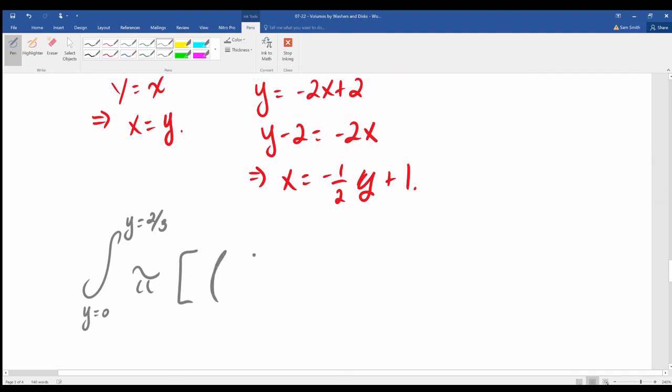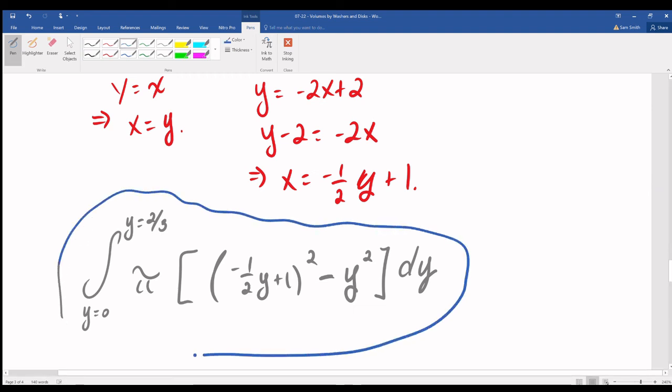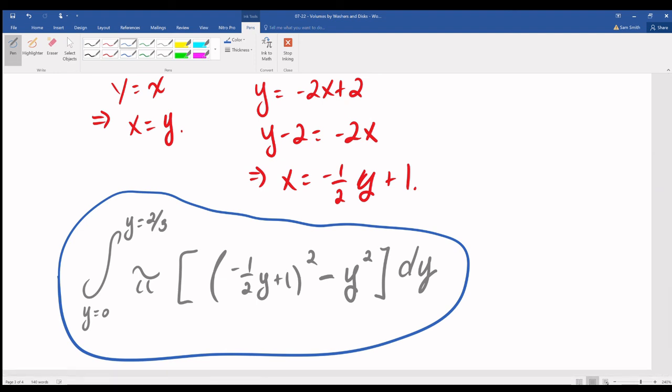Outer radius squared, take away inner radius squared. And since we're spinning around the y-axis, we'll integrate this function with y as our variable. Calculate this definite integral, and you will have the volume of this region, which was obtained by spinning around the y-axis. The key step here is to make sure that your limits are in terms of y values, and to make sure that your functions have y as their independent variable.